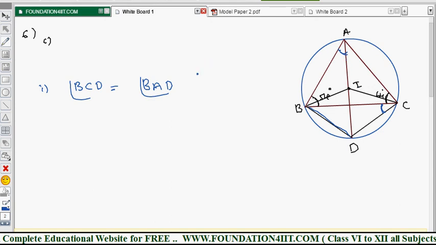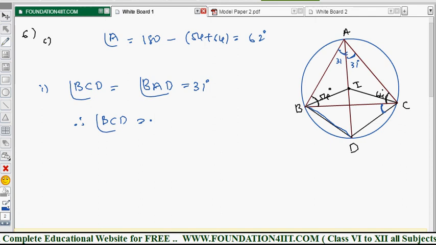Okay, we can find angle A first. If you want angle A, that is 180 minus the sum of 54 plus 64. 54 plus 64, then we get angle BAC, that is 62 degrees. And that is divided into two parts because it's bisected. So this is 31 and this is 31. Then this is also 31 degrees. Therefore, angle BCD is equal to 31 degrees, right?